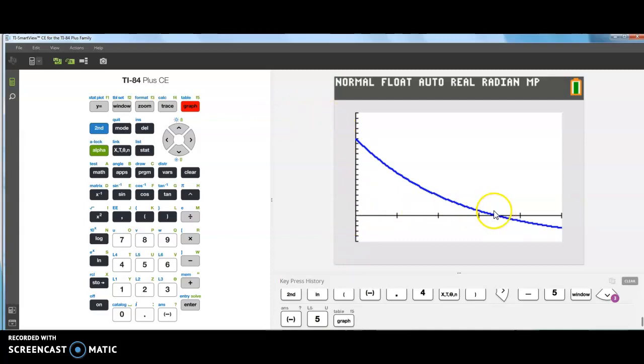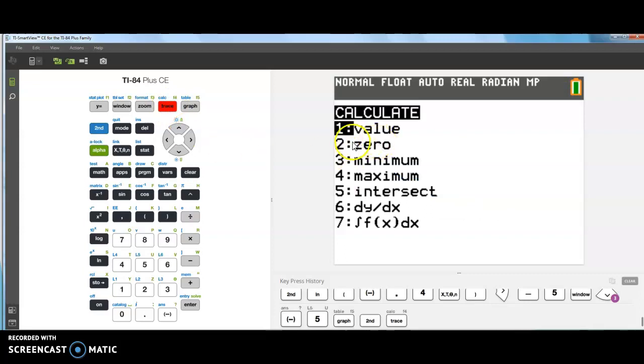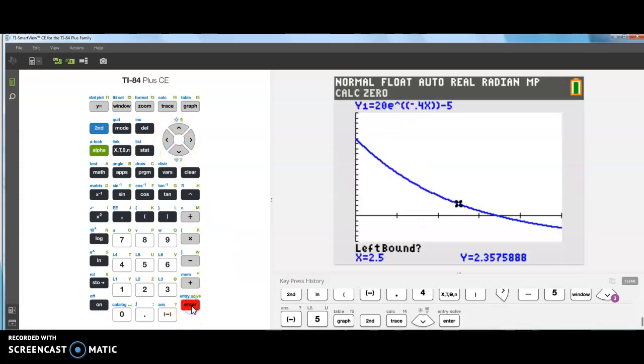Where it crosses the x-axis is called a 0. And that is the point I want to find, because back in my formula, I had it equal to 0. So in order to find that, I want my calculator to do some calculations. So second trace. In my calculate menu, the second option is to find a 0. So I go to that second option, and it will ask me questions. And the questions here are a little bit different. Again, you do have to answer them for this to work.